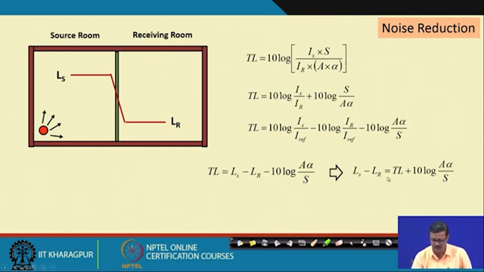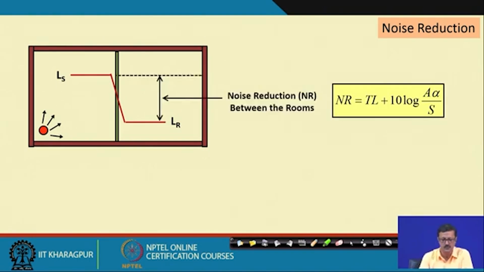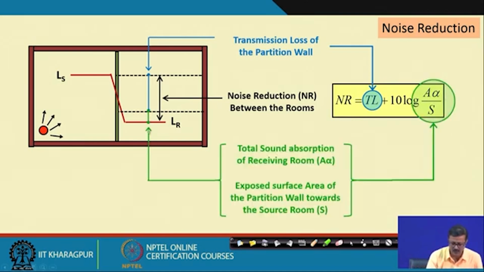Then again I can rewrite this as Ls minus Lr equal to TL plus 10 log A alpha by S, and finally I can write the noise reduction as transmission loss plus 10 log of A alpha by S. Now, the noise reduction, which is the difference between the two levels, actually has two components. One is the pure transmission loss of the partition wall, which is maybe the maximum, and another small part which is the quality of the receiving room, the surface absorption and the exposed surface area of the partition wall, which gives you a slight reduction also. So, it is this plus this.